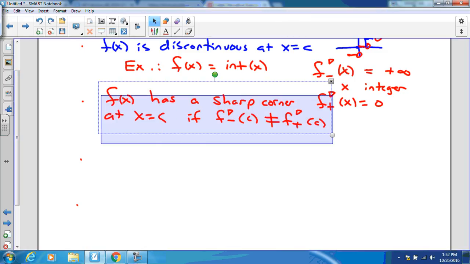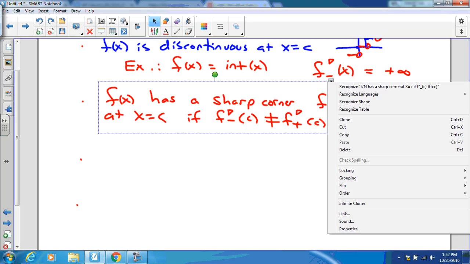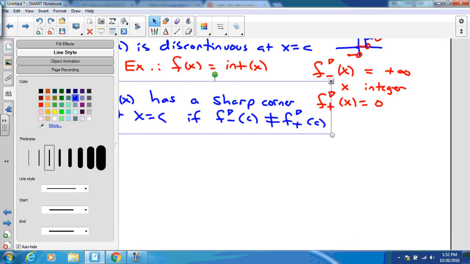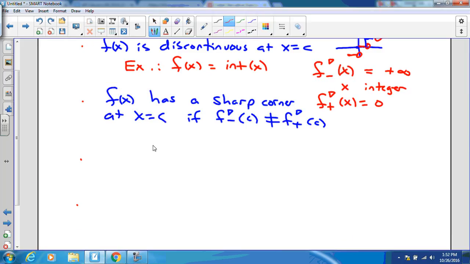Gotta keep my color coordination. There we go.